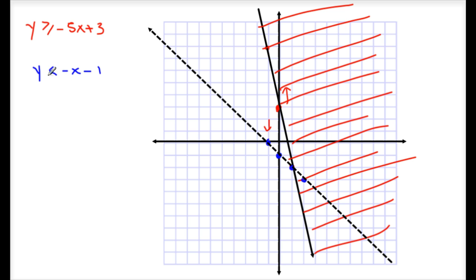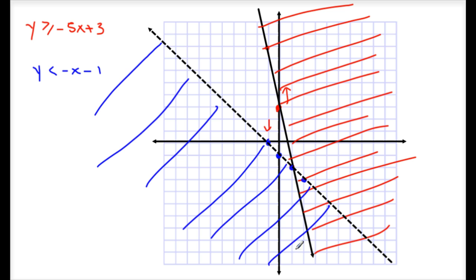Less than, find my y-intercept is negative 1. Less than would be above it or below it. Less than would be below it. So I'm going to shade everything below this line. And then I'm going to look at my graph here and say, where's my region that overlaps? You'll see your region that overlaps is again in this area here. So any coordinate in this area will be a solution to the system of inequalities.